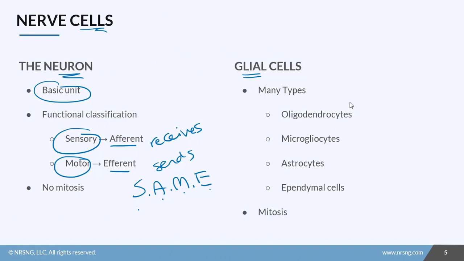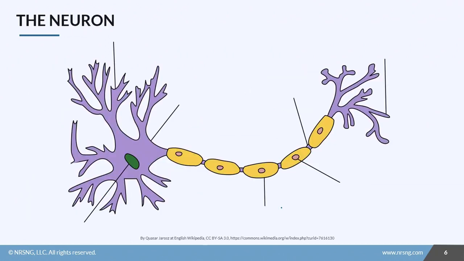But the big difference I want you to see is that neurons do not undergo mitosis or cell division, and glial cells do. And any cell that undergoes cell division has a risk for tumor development. Now, since the neuron is the basic unit of the nervous system, let's talk about the different parts of the neuron and the role that they play.